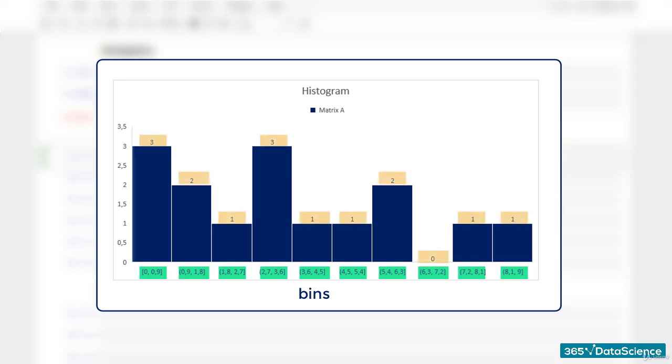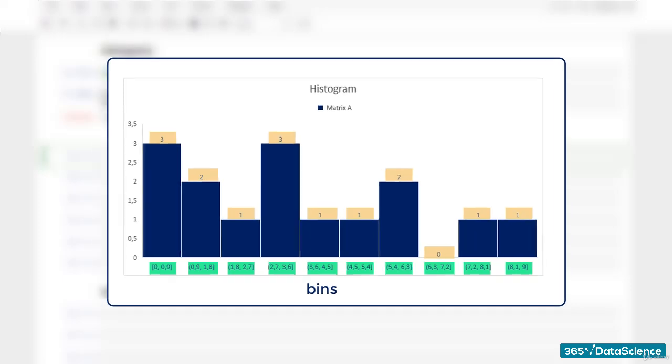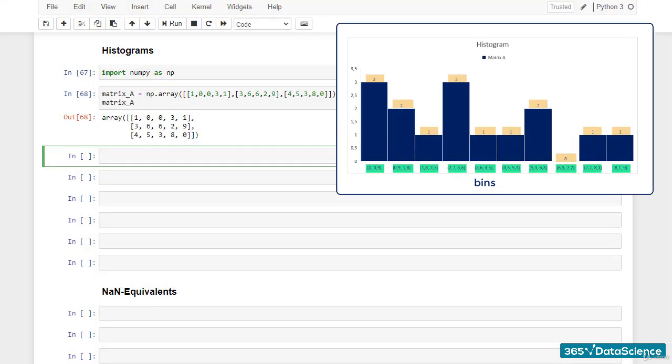To fully comprehend the results of the histogram, we should first display a sorted version of the flattened array. That way, it'd be easier to keep track of which values fall within each bin. Of course, we can easily do that by calling the sort function, passing our matrix A as an argument, and setting axis equal to None.